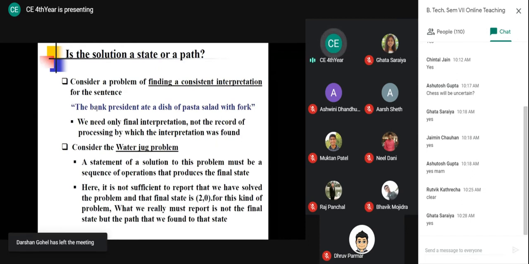We need only a final interpretation, right? So here you can say that this is the example of state. This is the example of what? State. Finding the consistent interpretation for the sentence. This is the example of state.